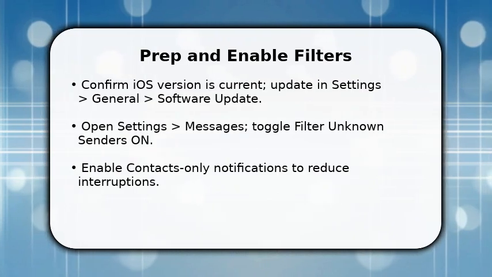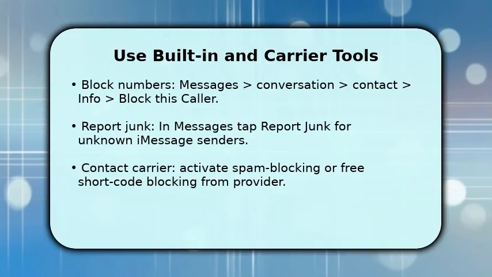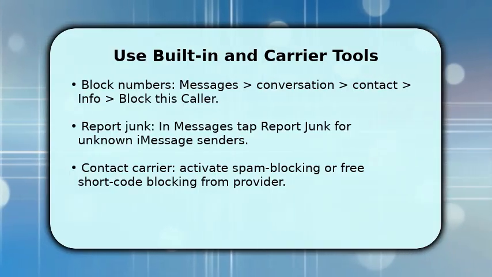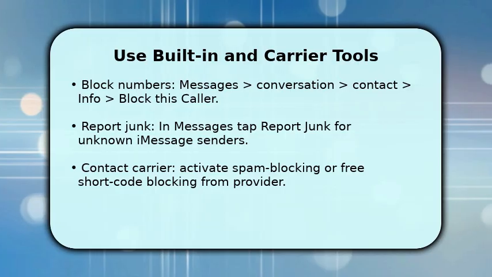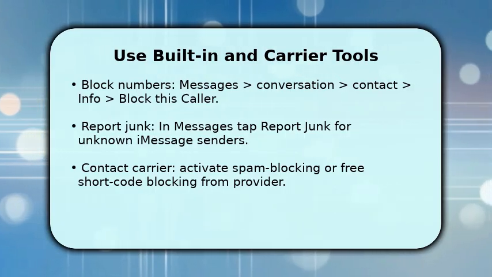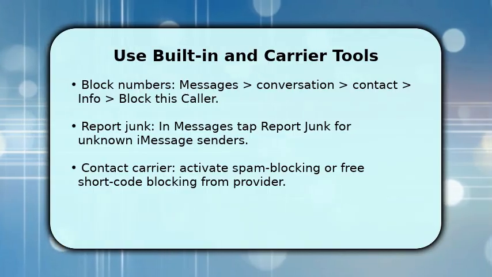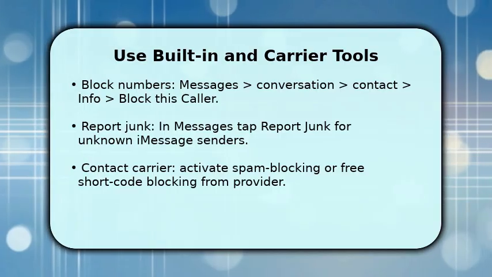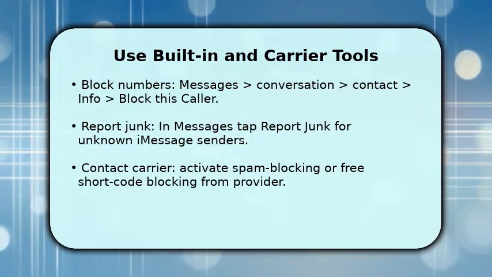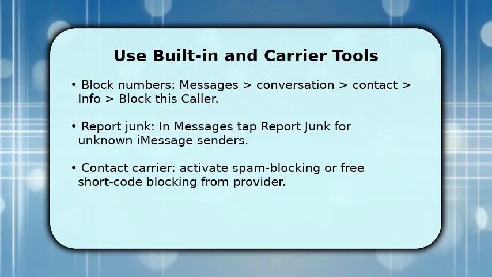Now you combine built-in defenses with your carrier's features. Block persistent numbers directly from a conversation by tapping the contact, then Block this Caller. This prevents calls and texts. For iMessage spam, always tap Report Junk so Apple sees it and the message is deleted. Next, contact your wireless carrier or use their app to enable network-level spam filtering and shortcode blocking. These stop many scams before they reach your phone. Together, these layers catch what the messages app alone would miss.